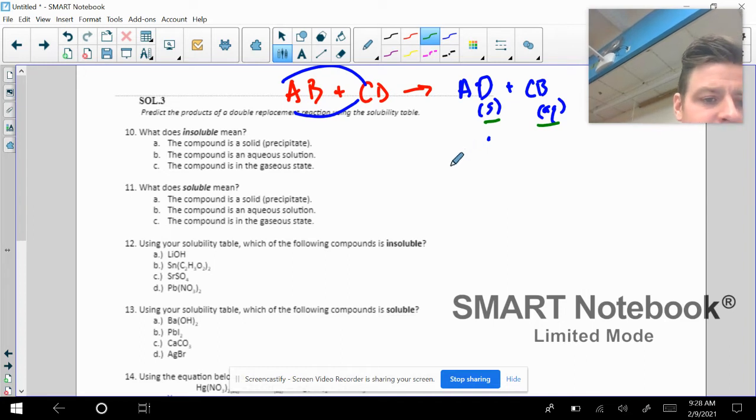So what does insoluble mean? Well, insoluble means that it's a solid. What does soluble mean? It means that it's an aqueous solution. Using your solubility table, which one is soluble or insoluble?